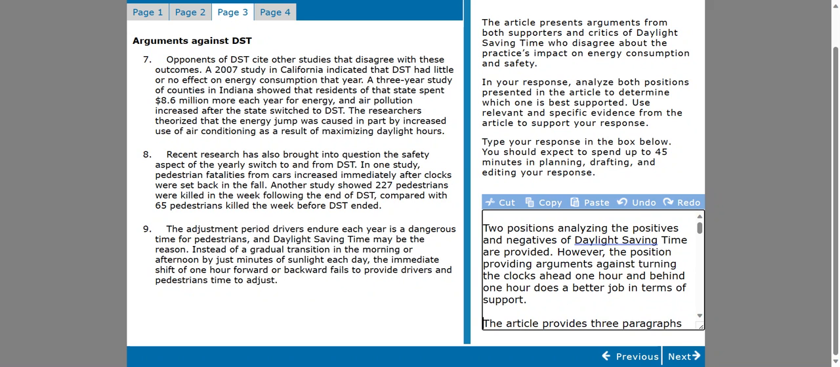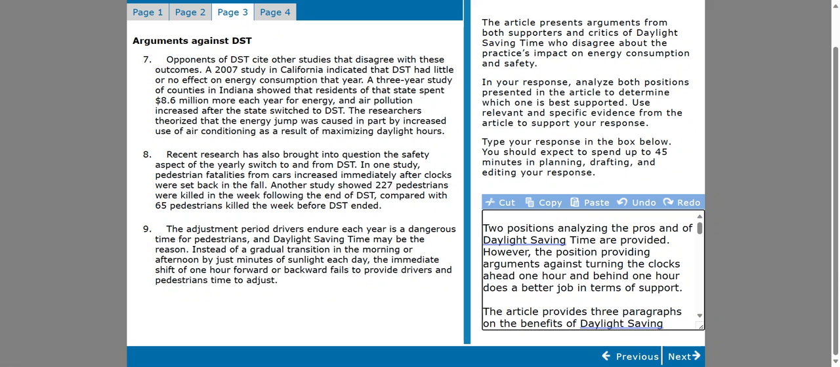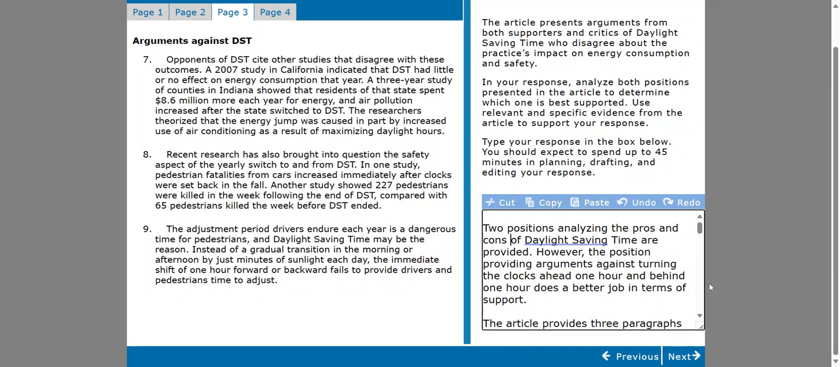So I have two positions analyzing the positives and negatives, or you could say the pros and cons, depending on how you want to set it up. So if you wanted to go with that, you could. Analyzing the pros and cons, or the benefits and setbacks or drawbacks. The pros and cons of daylight saving time are provided. However, the position providing arguments against turning the clocks ahead 1 hour and behind 1 hour does a better job in terms of support.